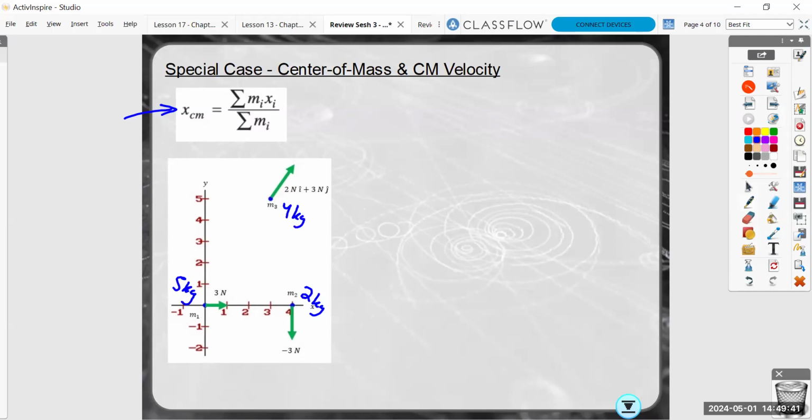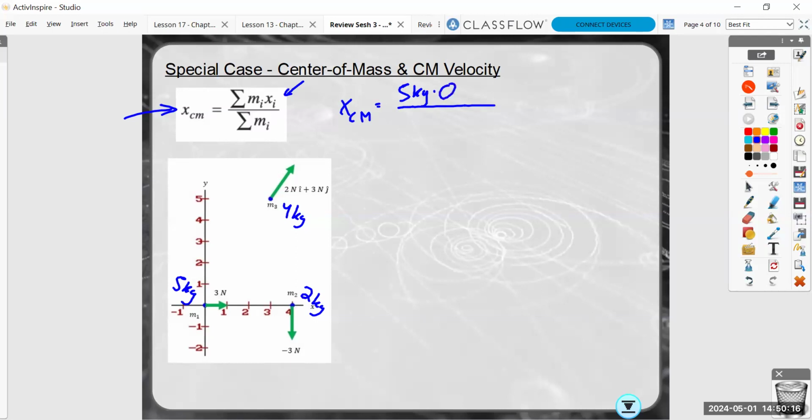And what I'd like to know is where the center of mass of the system is. What I can do is add up all of my masses times positions and divide by the total mass. So let's think about where the x center of mass of this system is. In this case, I have to look at all of the objects and their x positions. So I'm going to start with M1. It's got a mass of 5 kilograms. What's its x position for M1 down here? 0.